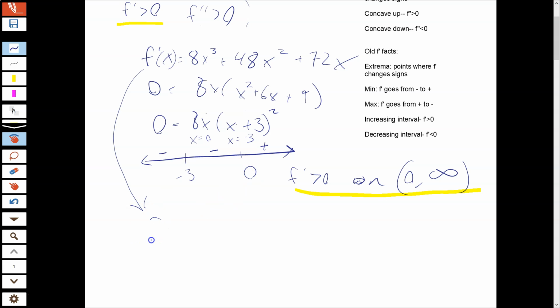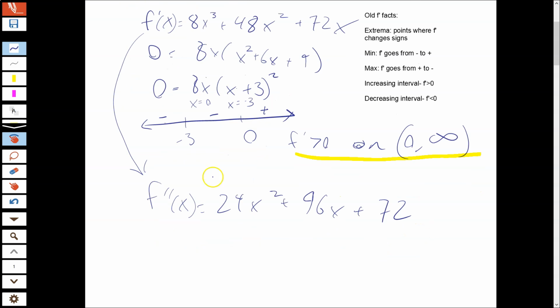So I'm going to take my derivative of my derivative. So I'll get f double prime of x is equal to 24 x squared plus, let's see, 2 times 48 is 96x, and then plus 72. And then I can factor out a 24 here. What would this give me? 4 times 24 is 96. And then 3. I'm going to set that equal to 0.